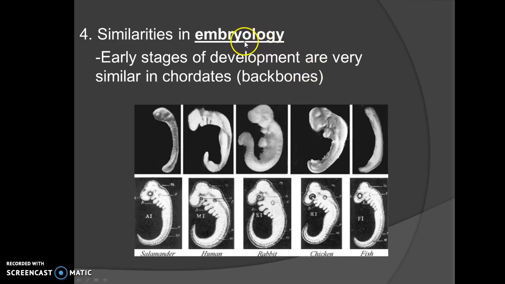Okay, the 4th line of evidence, similarities in embryology. An embryo, remember, is when the egg is fertilized and becomes a developing organism. That's an embryo at that point. And this is very early stages of development. The organisms with backbones are actually very similar looking in their embryological development. Here's a salamander. This is a human. Oh my God, look how similar it is to a salamander. Here's a rabbit, chicken, and fish. Very, very similar. So showing common descent, common ancestry.